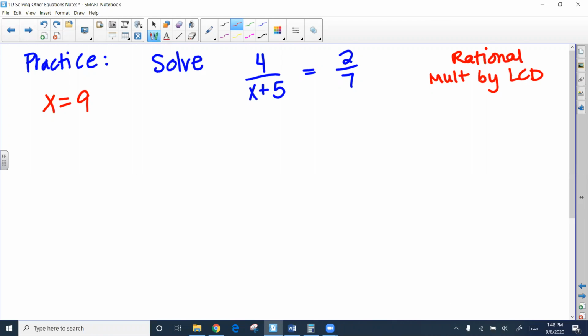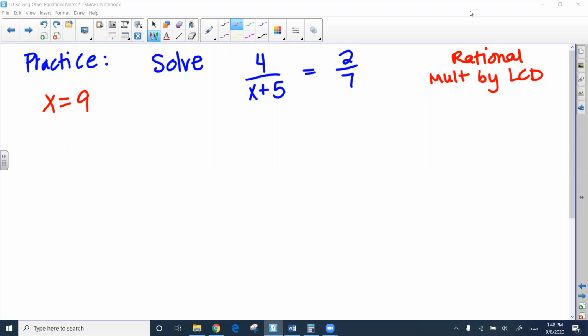All right. Good. So a lot of you did get the right answer. Okay. So let's talk about where this comes from in case you didn't get x equals 9.